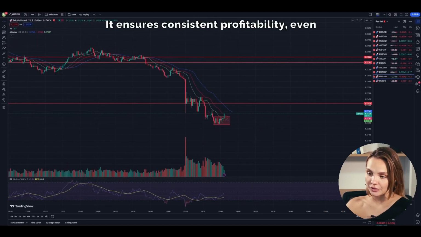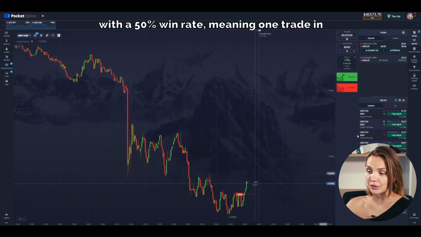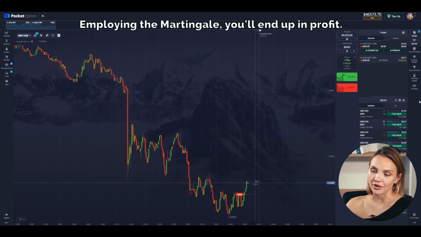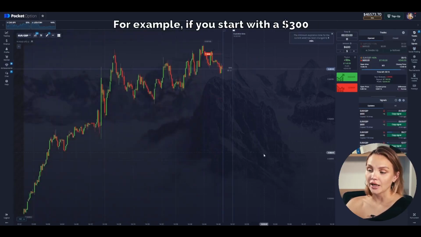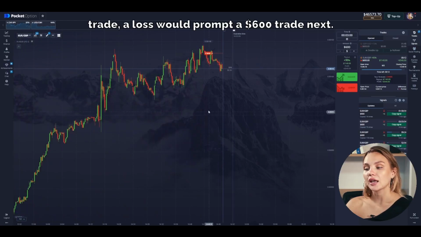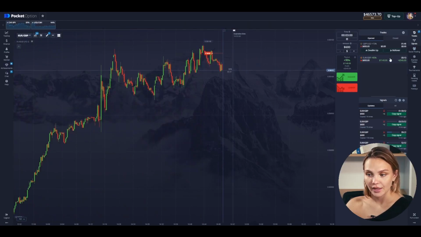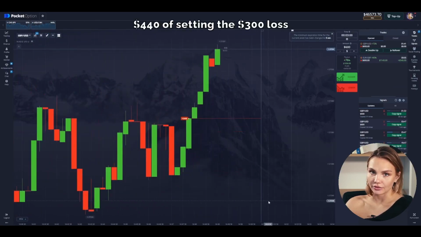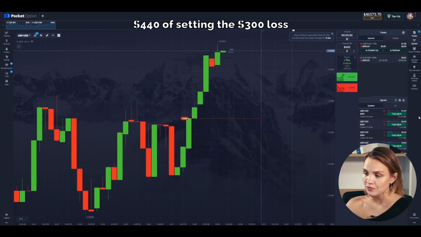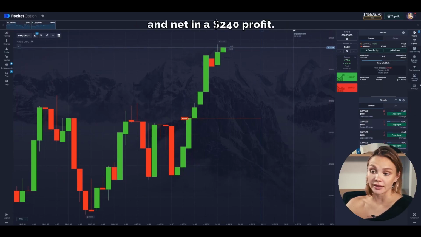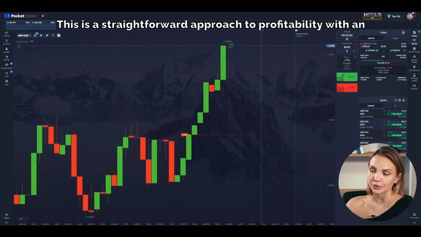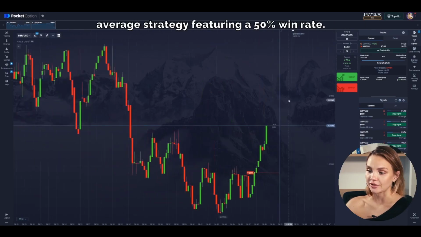It ensures consistent profitability even with a 50% win rate, meaning one trade in profit, one in loss, one in profit, and so on. Employing the martingale, you'll end up in profit. For example, if you start with a $300 trade, a loss would prompt a $600 trade next. If it closes in profit at a 90% payout rate, you'd earn $440, offsetting the $300 loss and netting a $240 profit. This is a straightforward approach to profitability with an average strategy featuring a 50% win rate.